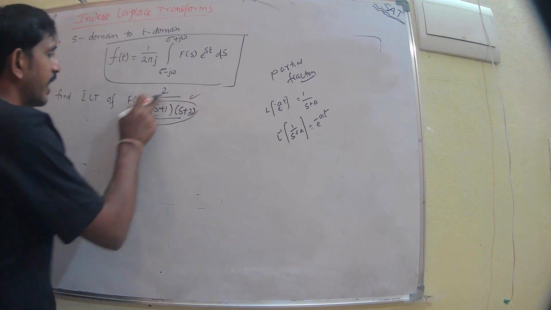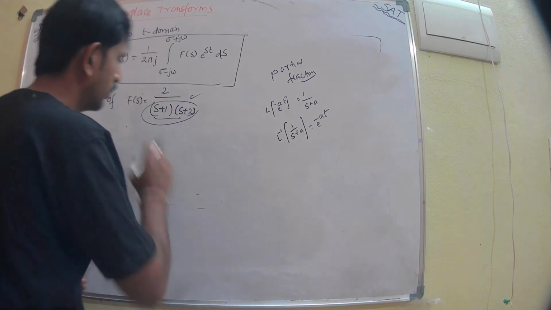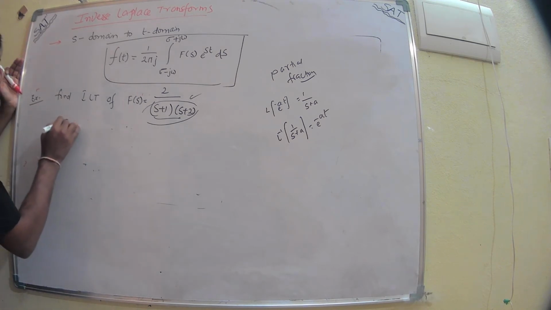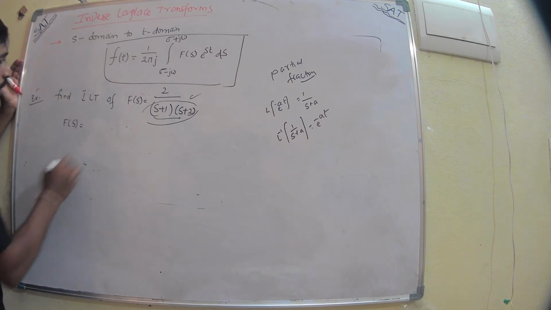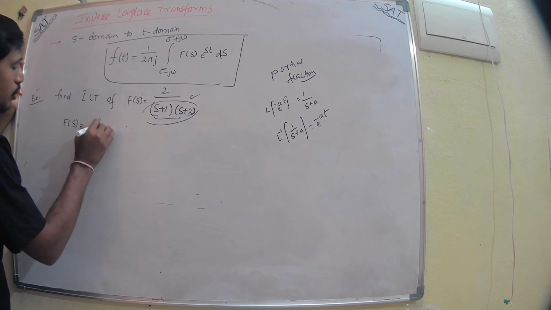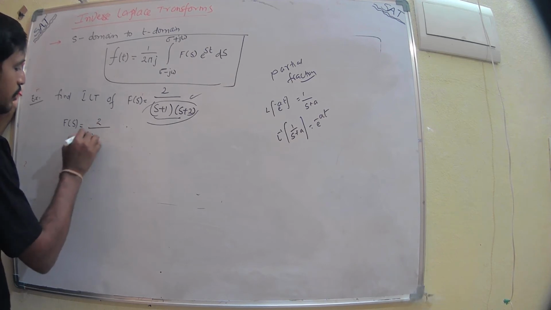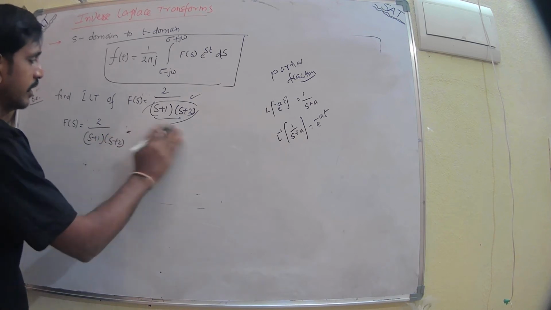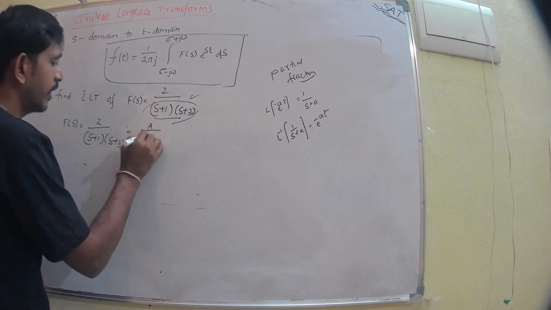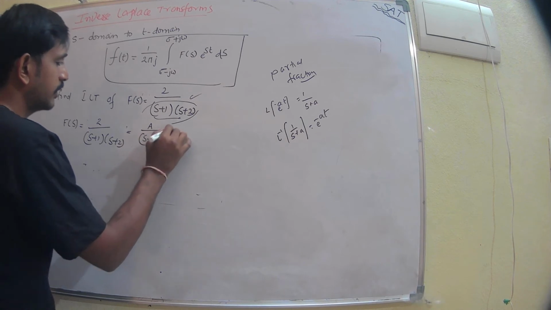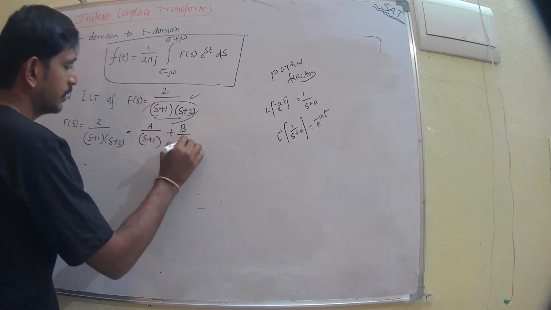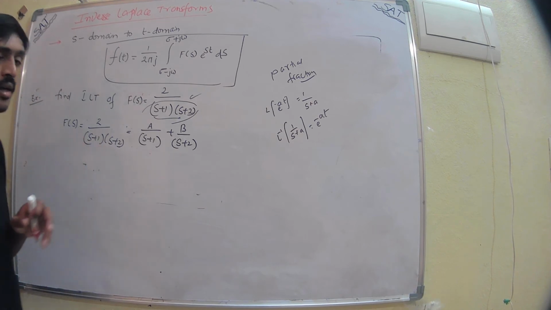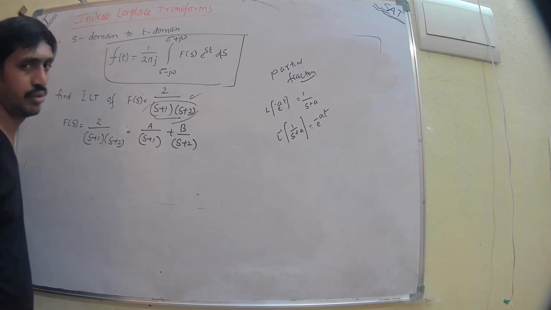First of all, I can split it into two parts by using partial fractions. So let us suppose F(s) is equal to 2 by (s plus 1) into (s plus 2). I can split this function into two parts here: let us suppose A by (s plus 1) plus B by (s plus 2), because the roots are real and distinct, or different roots.